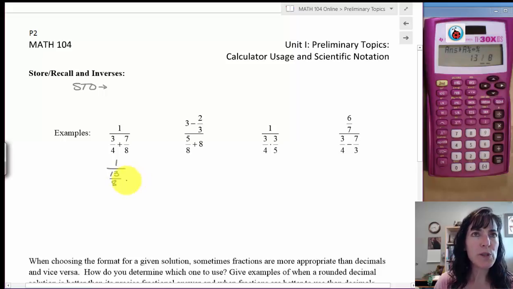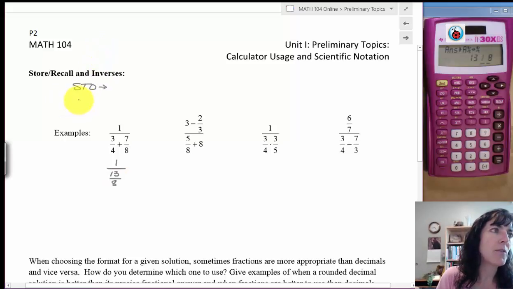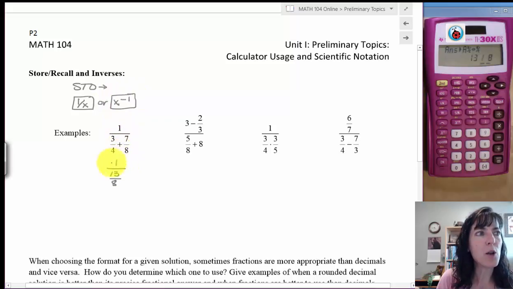If we want to use the calculator, we can just use our inverse button. And the inverse button is usually 1 over x or x to the -1. It'll look like one of those. And what it does is a 1 over whatever is sitting on the calculator.